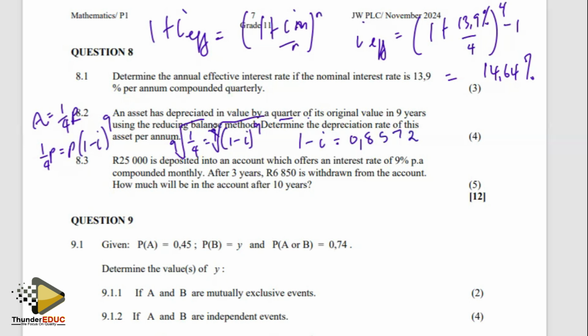Okay, you subtract the 1. And then you multiply, or you divide both sides by -1, then multiply by 100. So I'm getting 14.28%.